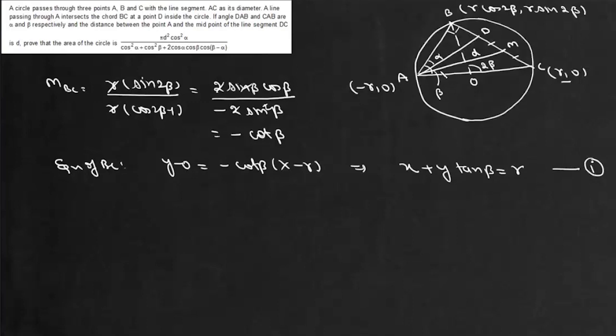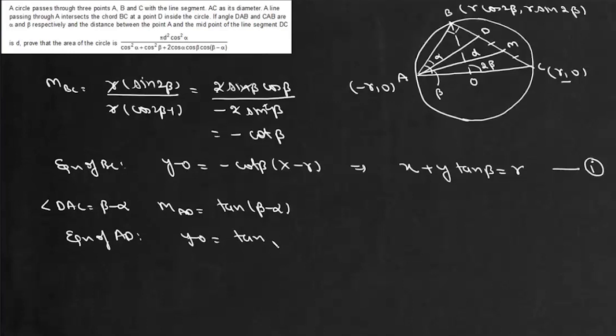Now we'll find the equation of AD. Now this angle DAC is beta minus alpha. So the slope of this line AD will be simply tan of beta minus alpha, and once we have this point and slope, we can write the equation. So the equation of AD will be y minus 0 equals tan of beta minus alpha times x plus R.